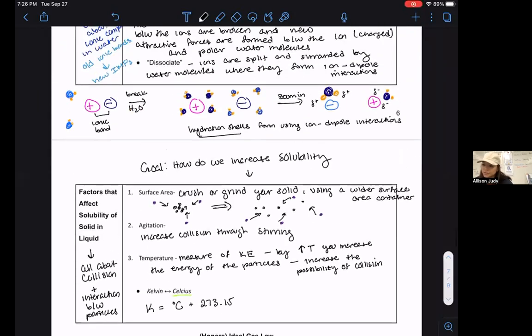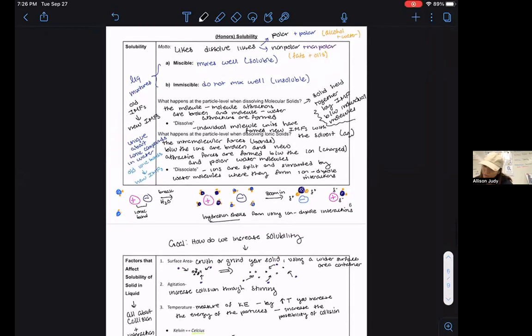So, honors, you should be able to describe, okay, one, when a liquid is miscible or immiscible. You should be able to use that terminology. Two, when two substances based off of their molecular polarity will be soluble or insoluble. Three, okay, you should be able to explain the particle level of what is happening for a molecular solid versus an ionic solid. And of course, the unique intermolecular force of ion dipole attractions with ionic solids.